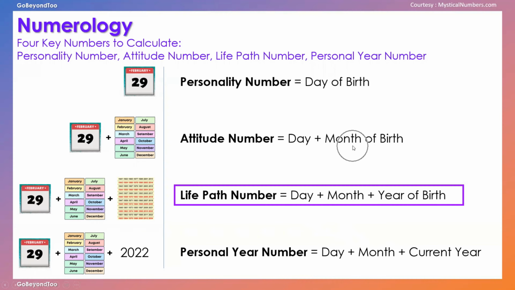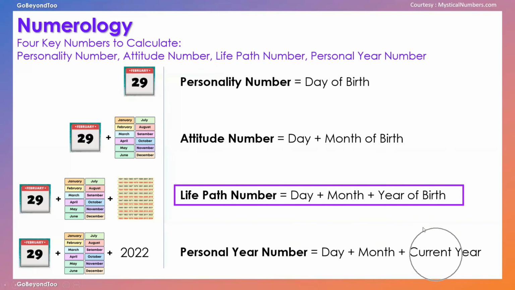The attitude number is achieved by adding the digits of the day of birth plus the month of birth. The life path number, which is the most important here, is achieved by adding the day of birth, month of birth, and the year of birth. And lastly, the personal year number is similar to the life path number, except that we're adding the current year instead of the year of birth.